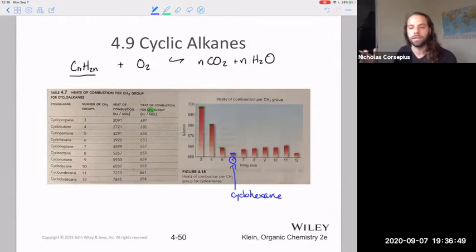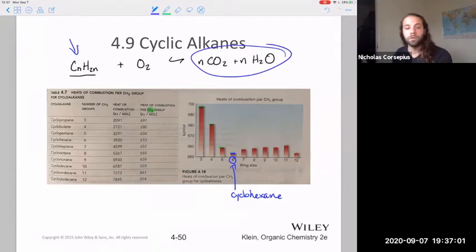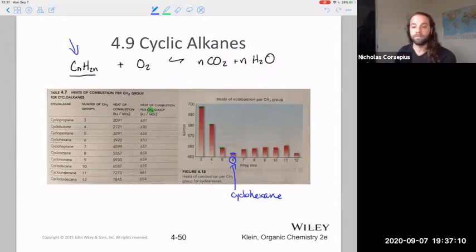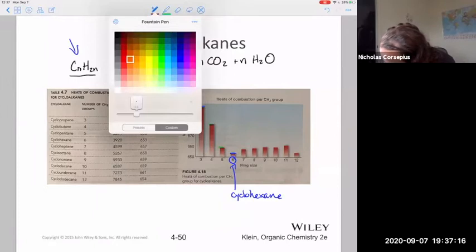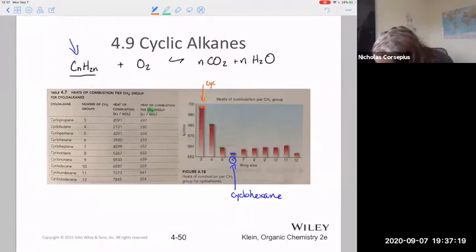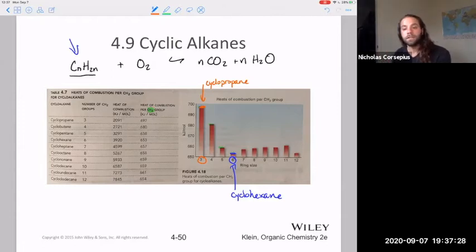So why do we care about heat of combustion? Well, it really tells you about the stability of your starting molecule, of your original CnH2n, because the end is going to be the same for everybody. You're going to get n moles of CO2 and n moles of H2O. So the energy of your starting point is what's going to be leading to those big differences. That means that cyclopropane, so that's this guy here, cyclopropane with 3 carbons, is much, much, much higher energy than cyclohexane. That's why it's releasing so much more heat.